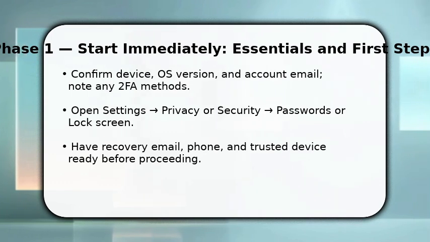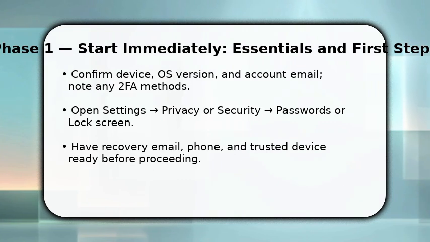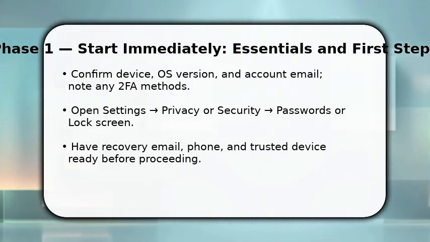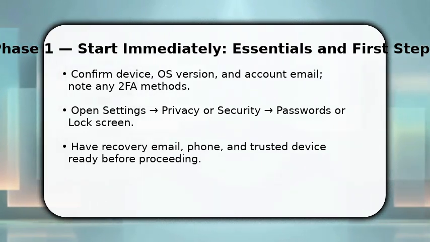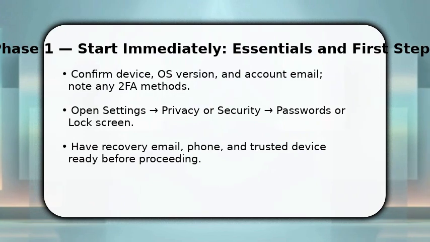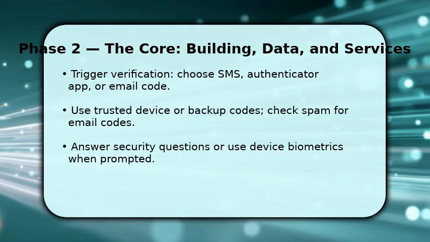You need a trusted phone or backup email at hand because verification often requires a code. Do not skip the recovery check. It speeds the next steps and avoids getting locked out unexpectedly. Once done with locating the password settings, you verify identity using a chosen recovery method.